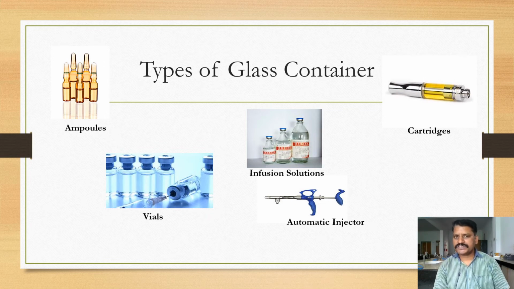Then the next type is the cartridges. The cartridge injection system is a suitable and easy to use method of injection that facilitates sterility and accuracy. And the last type is an automatic injector.